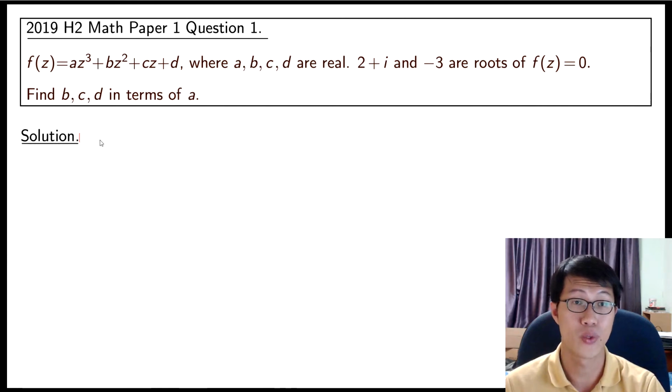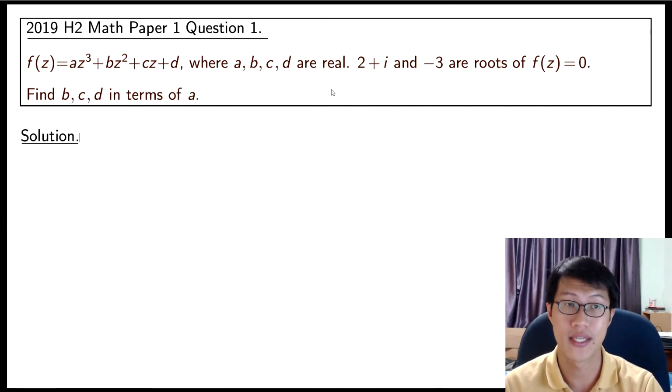So let us tackle the 2019 H2 Math Paper 1 question 1. We are given a cubic function f(z) equals az cubed plus bz squared plus cz plus d, where a, b, c, and d are real. We are also given two roots to the equation f(z) equals 0, namely 2 plus i and minus 3. So our aim for this question is to find b, c, and d in terms of a.